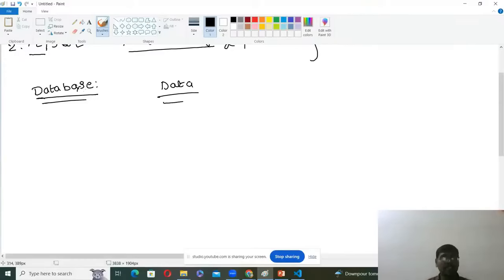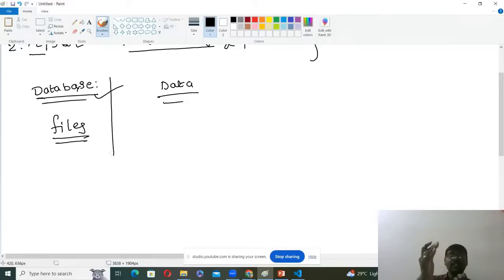Before coming to database, previously the information was stored in files. So a file is also used to store information, and a database is also used to store information. Then what is the difference? Why are we moving from file to database? That is the most important one.